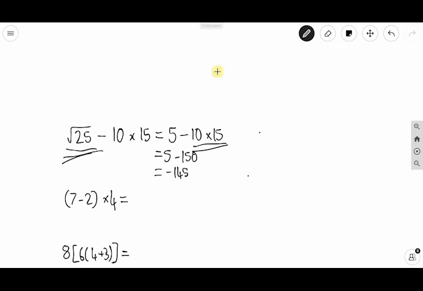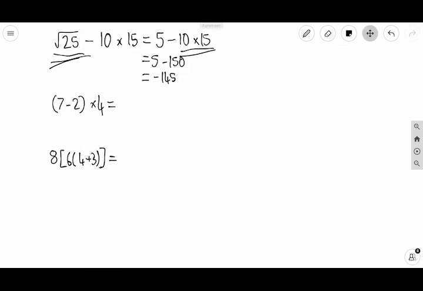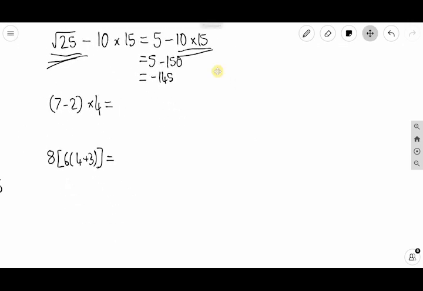If you got that answer, well done. And if you didn't, better luck next time. But remember, maths is all about learning, so it doesn't matter if you get it right or wrong. It's just important that you learn.